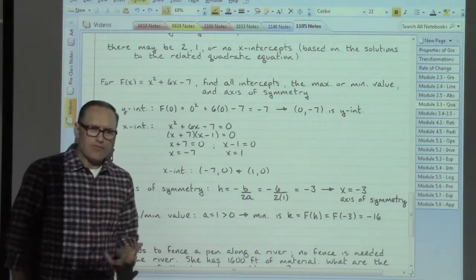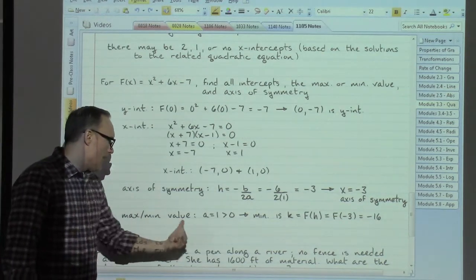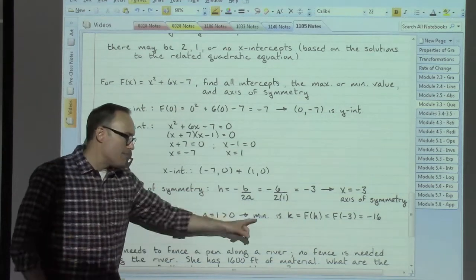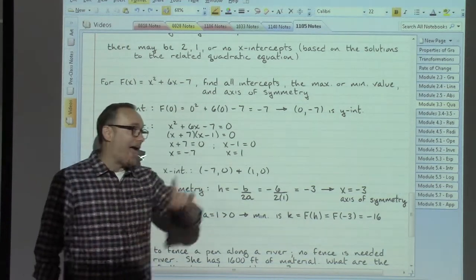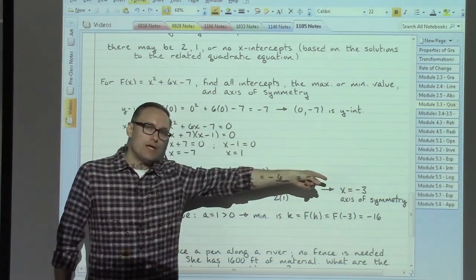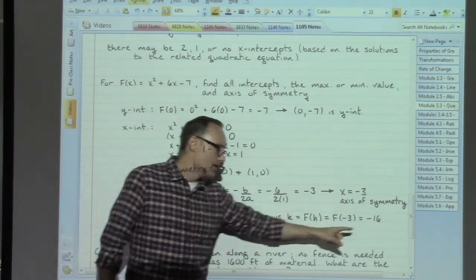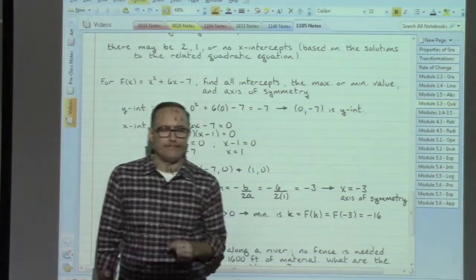Remember that we had talked about the phrasing of things as far as this maximum minimum business. We have a minimum. It occurs at x equals -3, but the minimum value is -16.